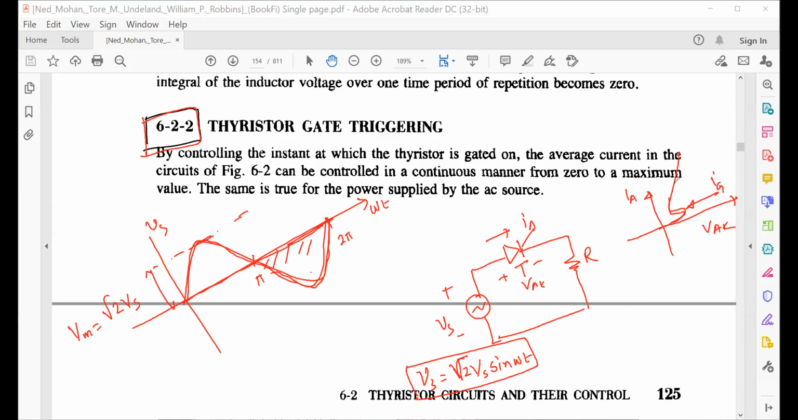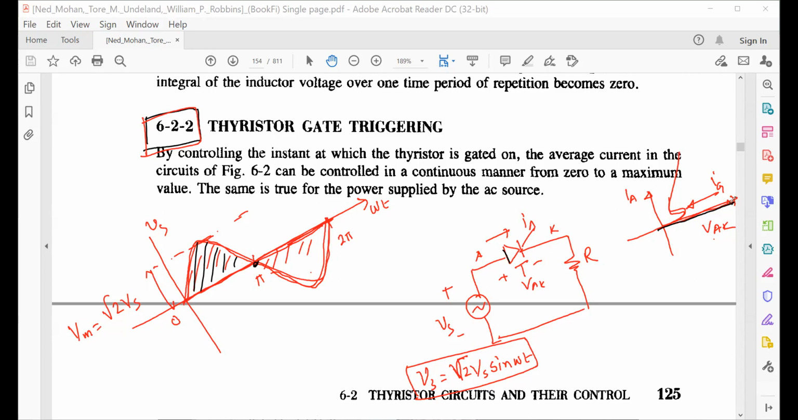will start to conduct. Look here, this VAK, A to K means anode to cathode. This is your anode, and this is your cathode. This anode to cathode has to be positive. So from this sinusoidal, which half cycle is positive? First half cycle or second half cycle? 0 to pi. 0 to pi is the span of time where your thyristor is forward biased. That means to operate the thyristor, we must maintain the forward bias of the thyristor, right?